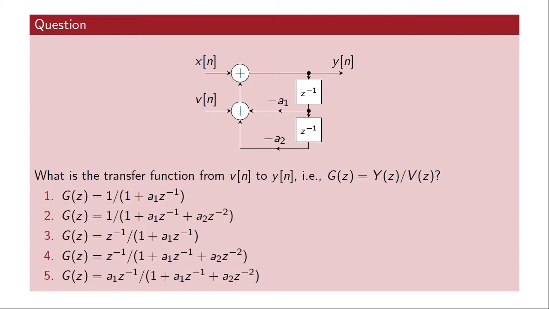Now, let's consider the second part of the question. So what is the transfer function from a point after the multiplication to the output? That is, what is the transfer function G of z given by Y of z divided by V of z, where V of z is the signal inserted after the multiplication. And you have the same options as in the previous case. So 1 over first order polynomial, 1 over the second order polynomial, z to the minus 1 over the first order polynomial, z to the minus 1 over the second order polynomial, or the same final option.